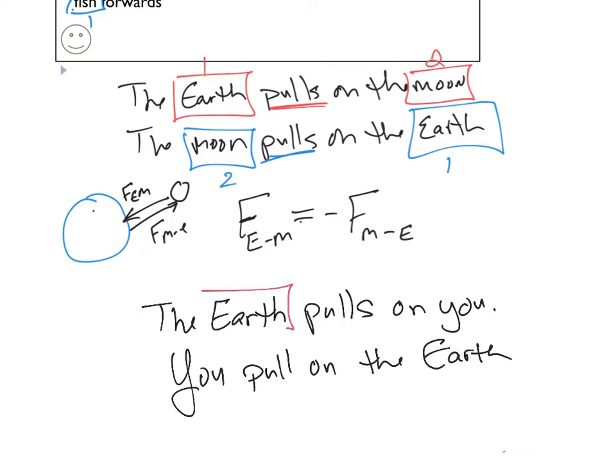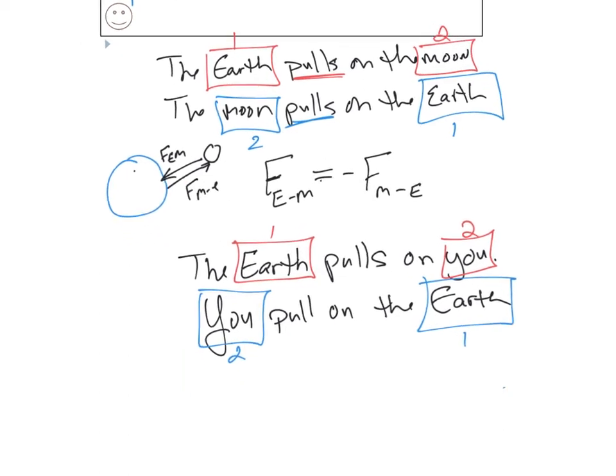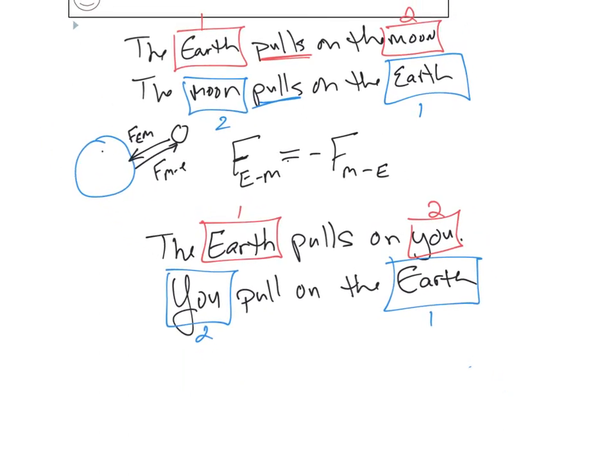Let's go through this. Let's write it out, because this is the part where we start losing people, between the earth and the moon and the earth and you. All right, earth pulls on you. You pull on the earth. And we're supposed to buy the fact that the force of the earth on you is the same as, in opposite direction, the force of you on earth. Huh? Why? All right, let me tell you why.